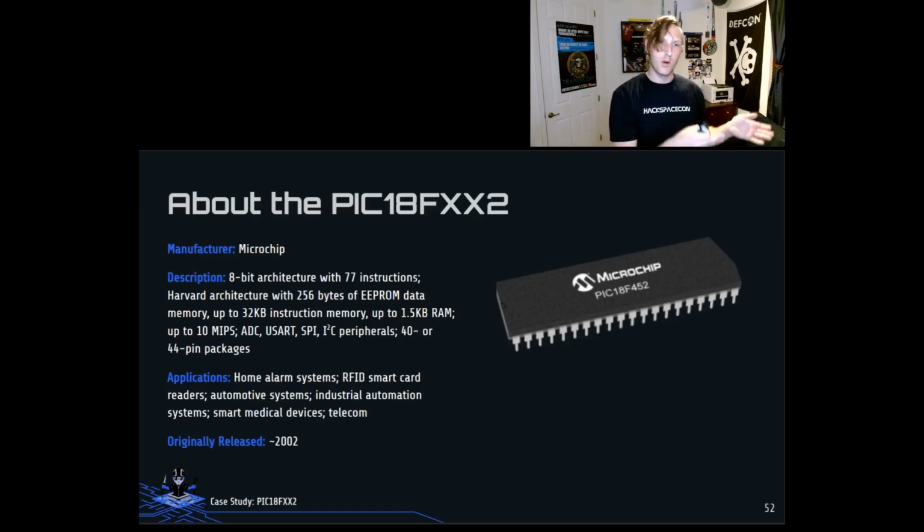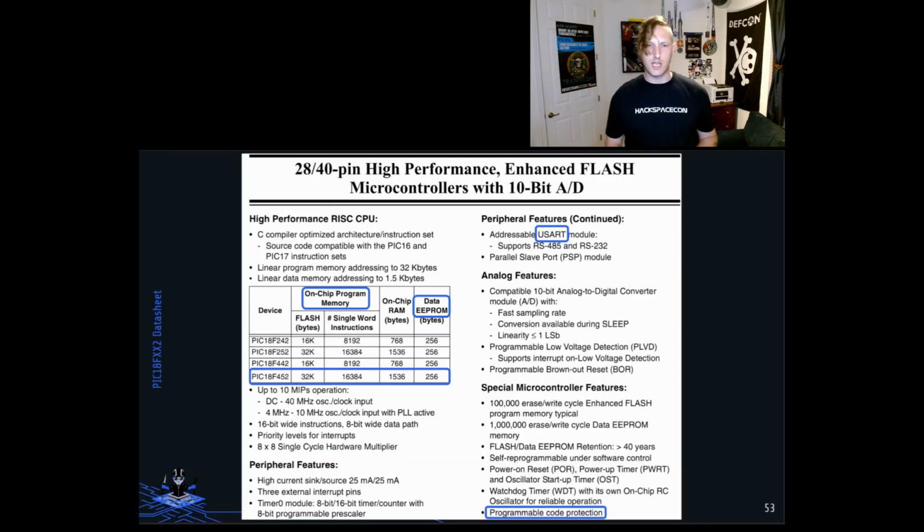It's got separate program and data memory and a variety of different peripherals that are very useful. And the applications for this include home alarm systems, RFID smart card readers. I've also seen it in automotives and supposedly smart medical devices and telecom. So a variety of applications there, and we're going to, like I said, start looking at the data sheet and see if we can find any inconsistencies or logical issues with this attack or with this microcontroller.